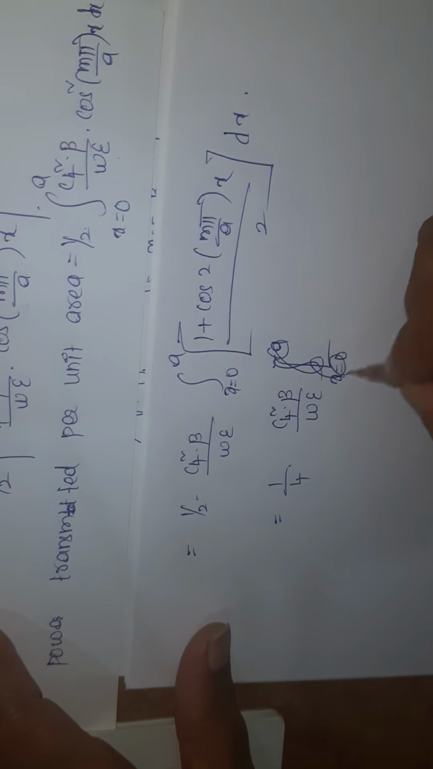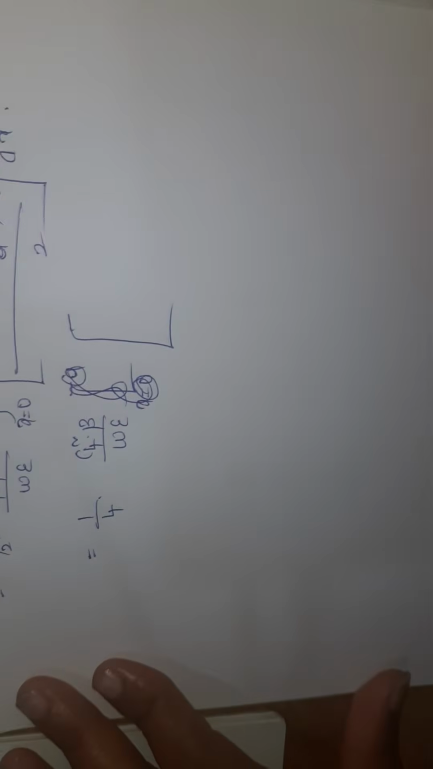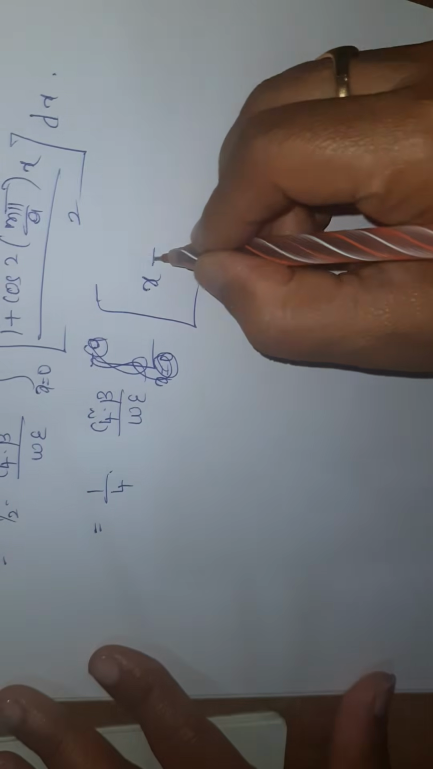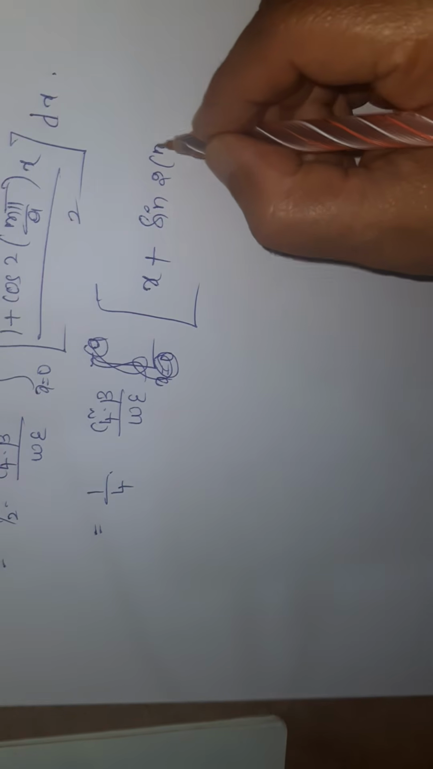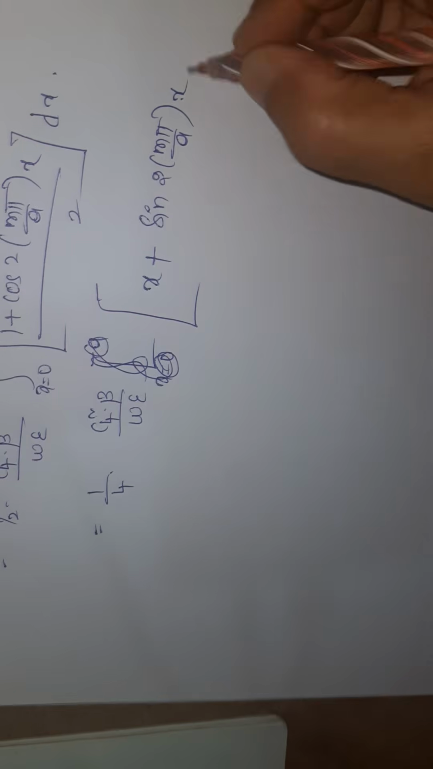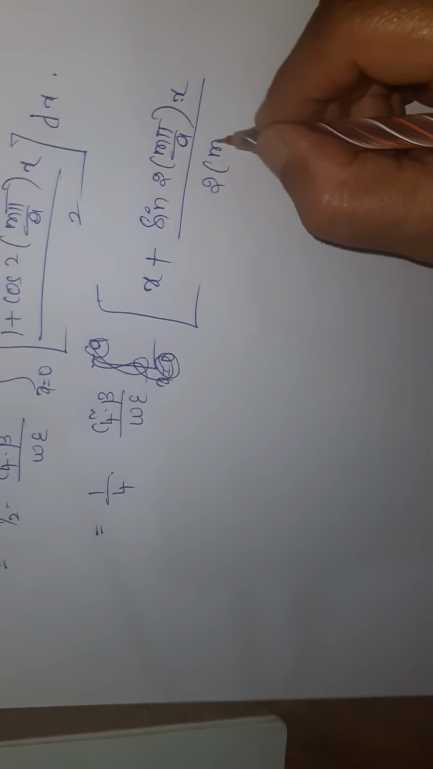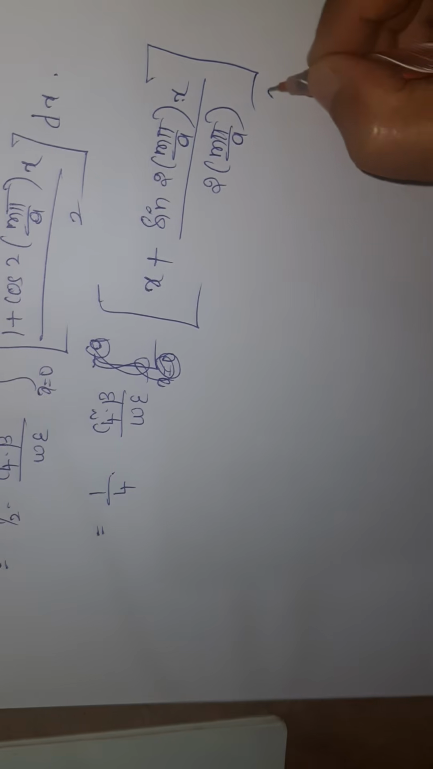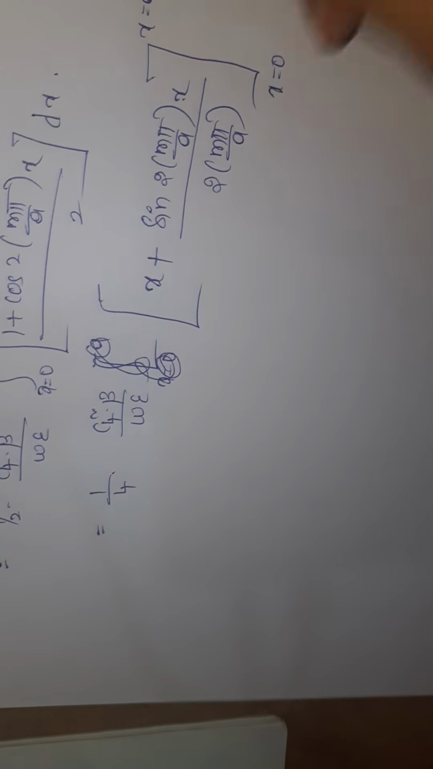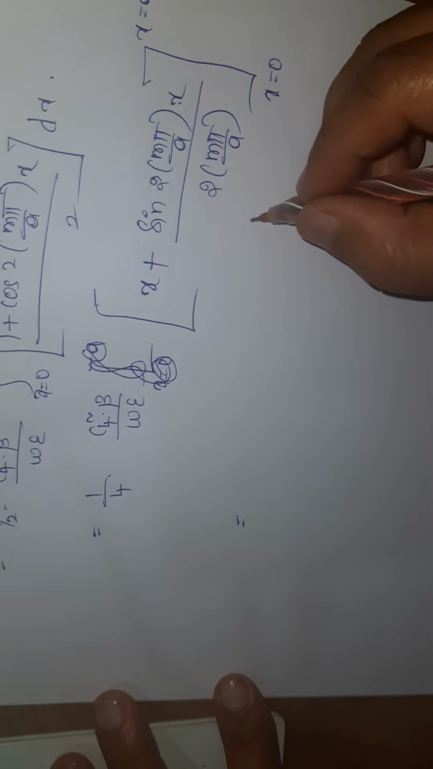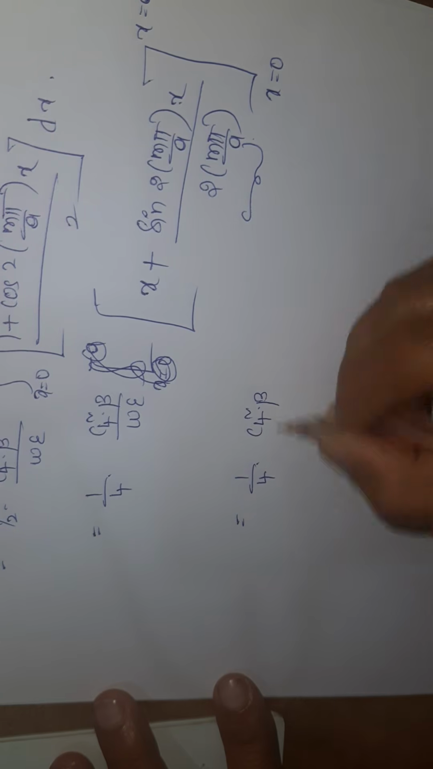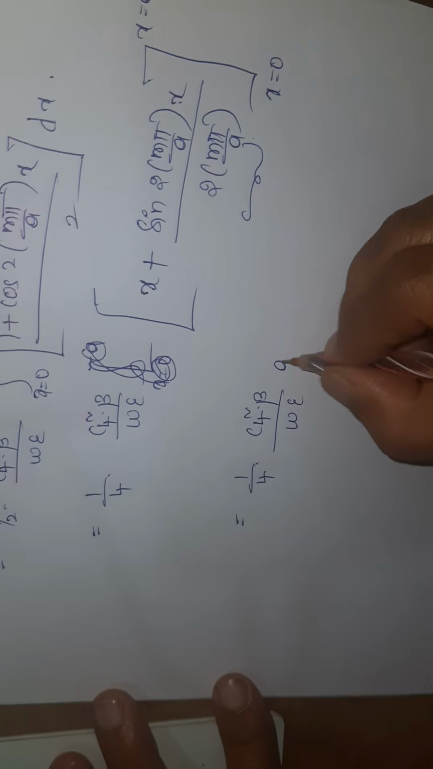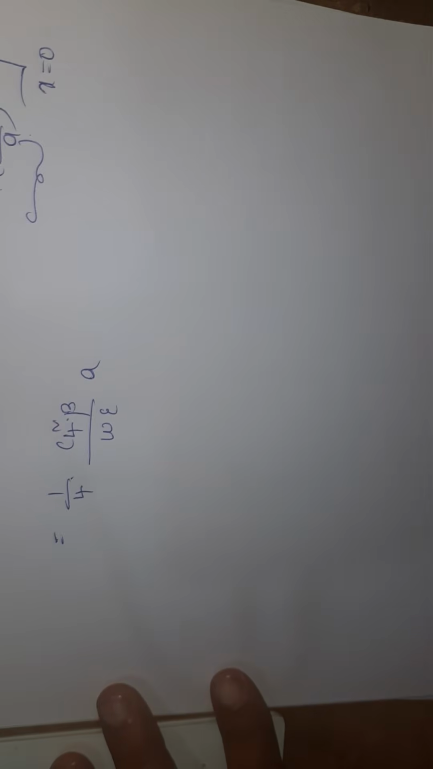Okay, directly here what is the integration of 1? 1 integration is x plus cos integration is sin m pi by a by 2 into m pi by a, x is equal to 0 to x is equal to a. So this term will be equal to 0. So 1 by 4 C4 square beta by omega epsilon. So I am directly substituting x is equal to a.